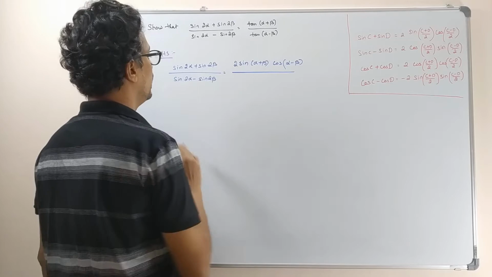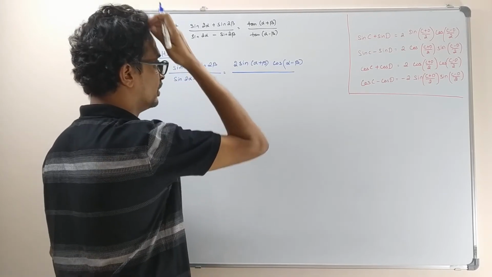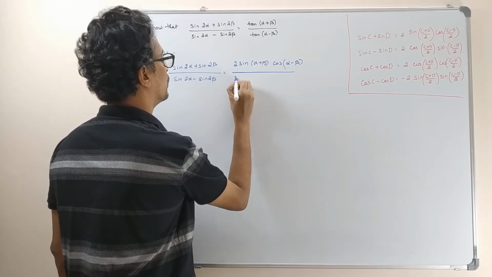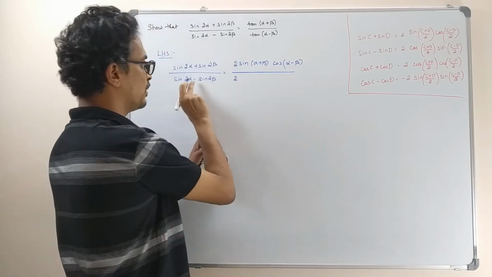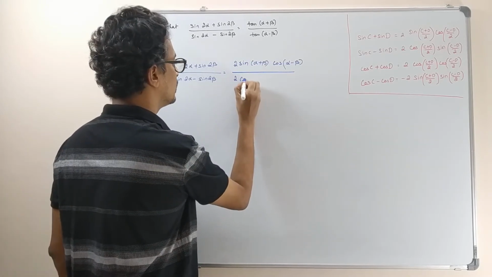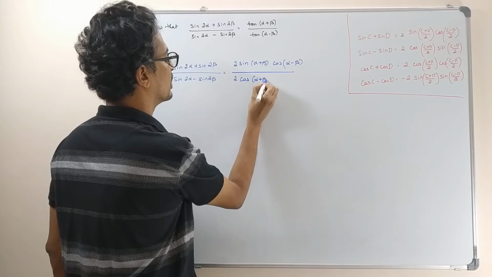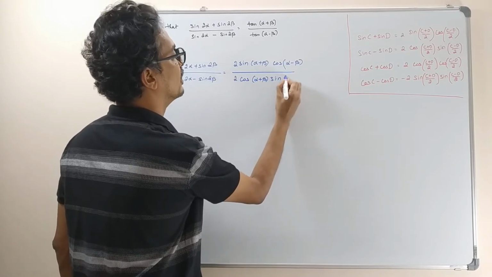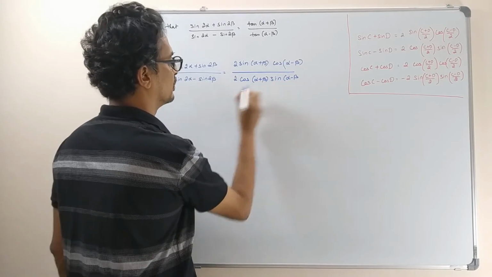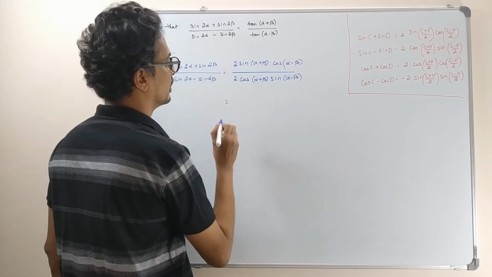And what will the bottom be? Tell me. 2 times sin alpha... it will be reversed, right? Minus, just a cos, right? Cos(alpha plus beta) into sin(alpha minus beta). Right? We got the answer.